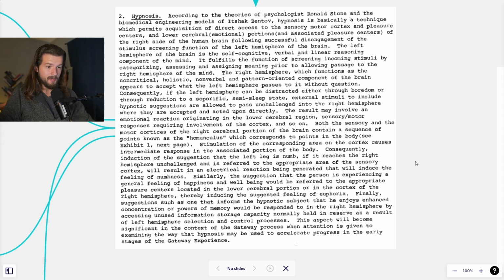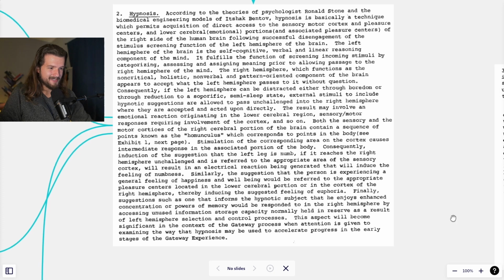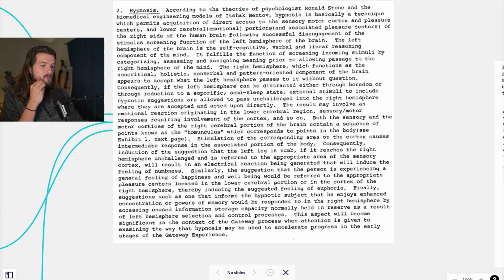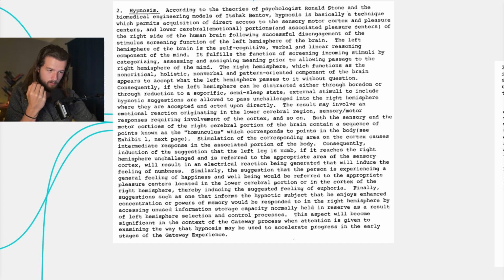Just take that in. Finally, a suggestion that informs the hypnotic subject that he enjoys enhanced concentration or powers of memory would be responded to in the right hemisphere by accessing unused information storage capacity, normally held in reserve as a result of the left hemisphere selection and control processes.